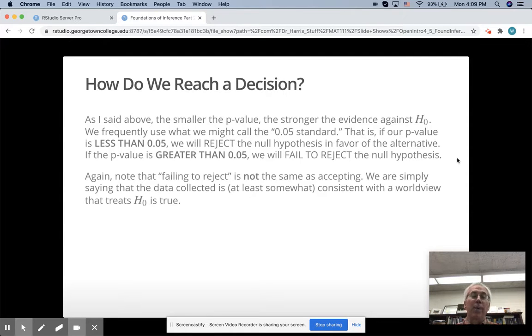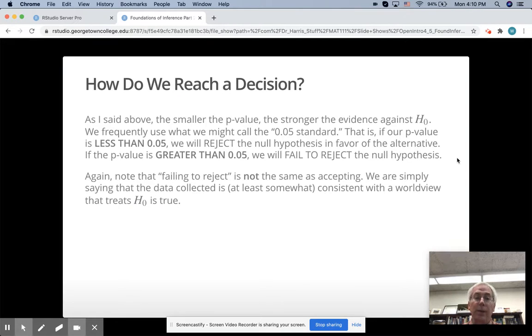So we'll come back and talk about that in a few minutes. But for right now, the first thing we're going to do is look at our p-value and ask, is it less than 0.05 or is it greater than 0.05? If it's less than 0.05, that's a signal that we should reject the null hypothesis in favor of the alternative. But if it's bigger than 0.05, we're going to fail to reject the null hypothesis. So again, we're not accepting the null hypothesis. We're failing to reject it. We're just saying we don't have evidence that doesn't support it.